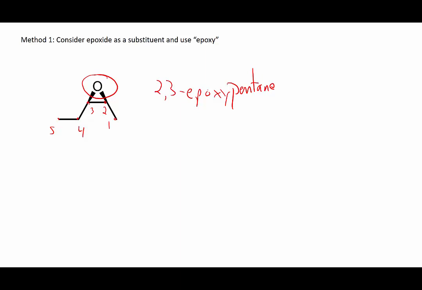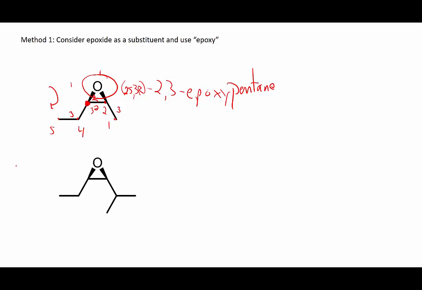Finally, we need to assign the stereochemistry. So if we're looking at this carbon atom here, the oxygen will be number 1. The more substituted end of the compound will be 2, and this will be 3. So this is going clockwise, so this will be 3R. And if we name the other carbon in terms of stereochemistry, again this will be 1, 2, 3. So we're going counterclockwise, so this is 2S, 3R, 2, 3 epoxy pentane.